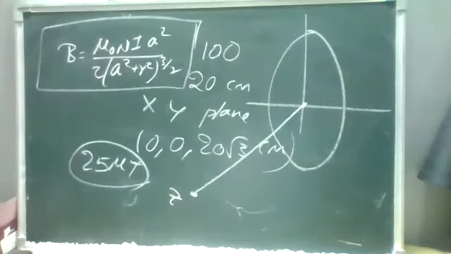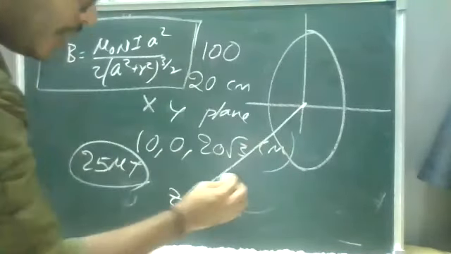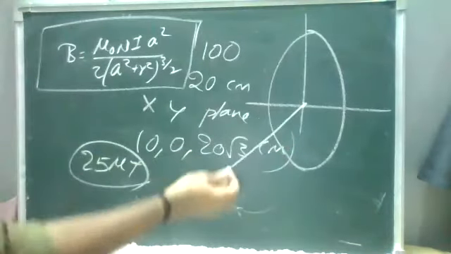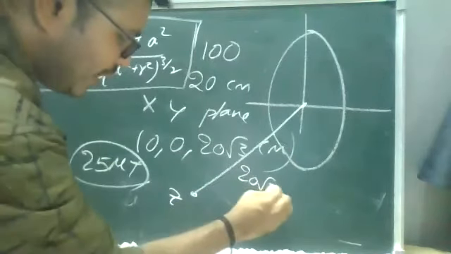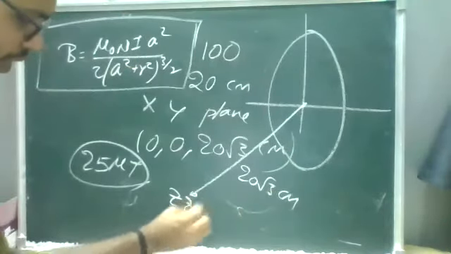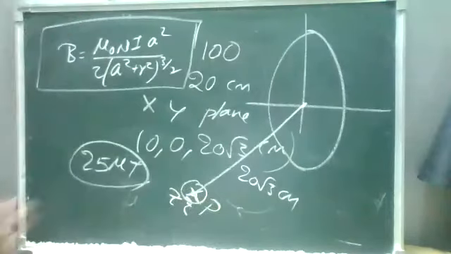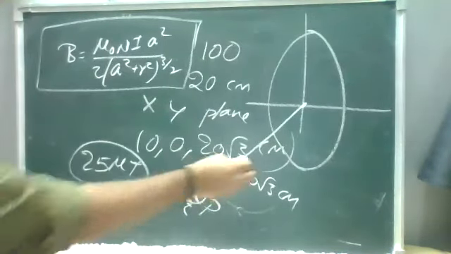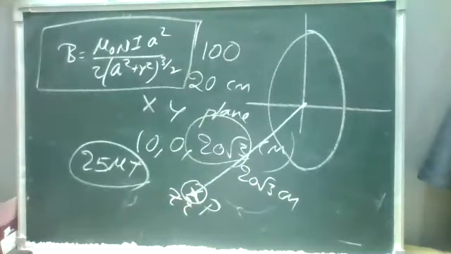They have given the Z-axis coordinates. What is it? The distance. It is 0, 0 because it is your Z-axis. The distance is 20 root 3 centimeters. At point P, we need to find the magnetic field. This is your picture. The Z they have given is nothing but your R. It is in centimeters, so we need to convert into meters.